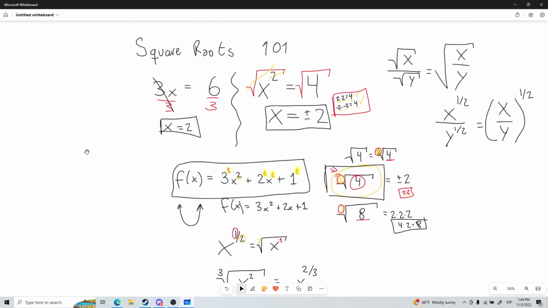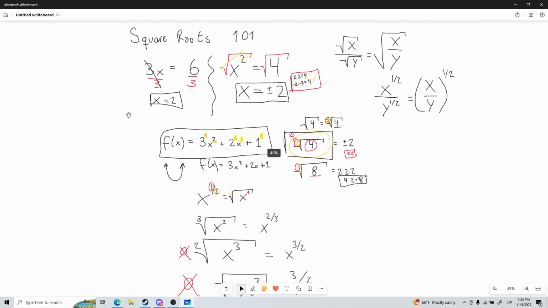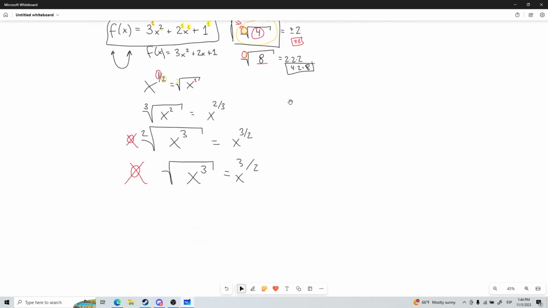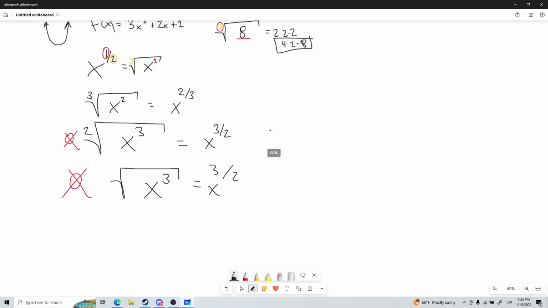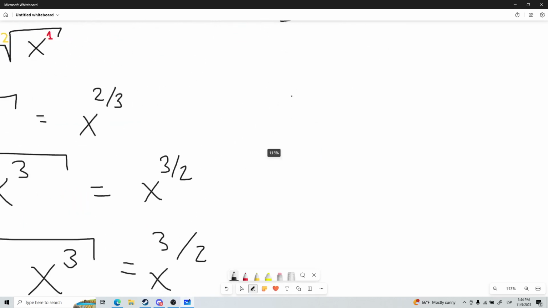I'm going to leave this video here for square roots 101 because I think these are the confusing parts, the things that students tend to not understand. So I'm just going to leave that there. And one last example, just because I see it happen a lot.